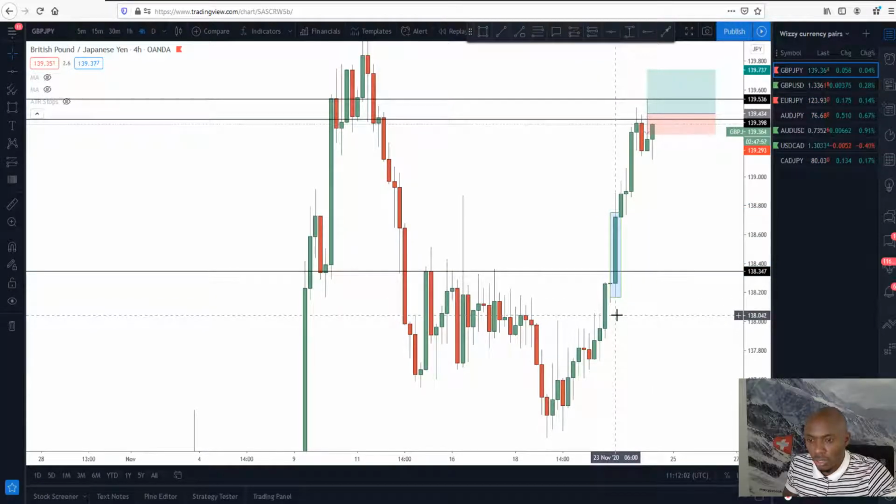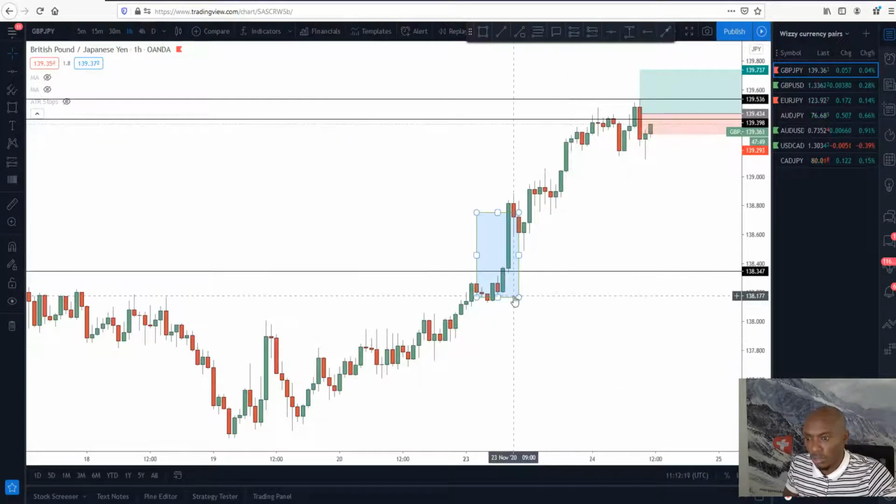It started at 6 o'clock. So we'll go back and see. You see these 4 hour candles? That was yesterday. They started at this region. This was the first hour. This was the second hour.